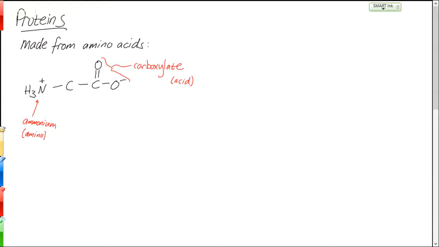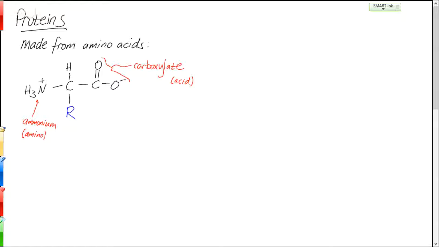The middle part is a carbon with usually a hydrogen and then some sort of R group. And this R group is what distinguishes all the different amino acids from each other. So all the amino acids have this two-carbon basis with the amino part. They all have a carboxylate or carboxylic acid, and they all differ by what's hanging off on that R group.